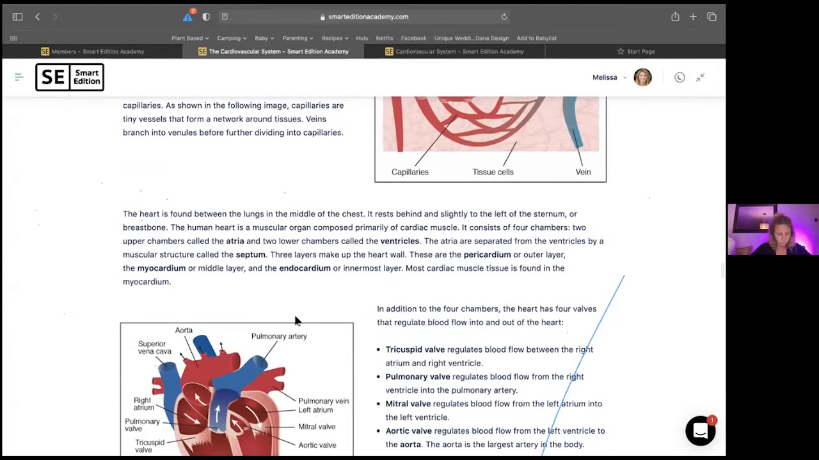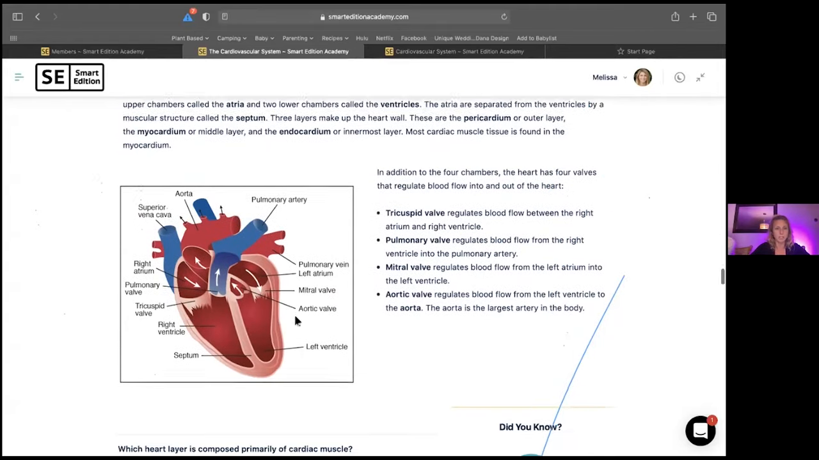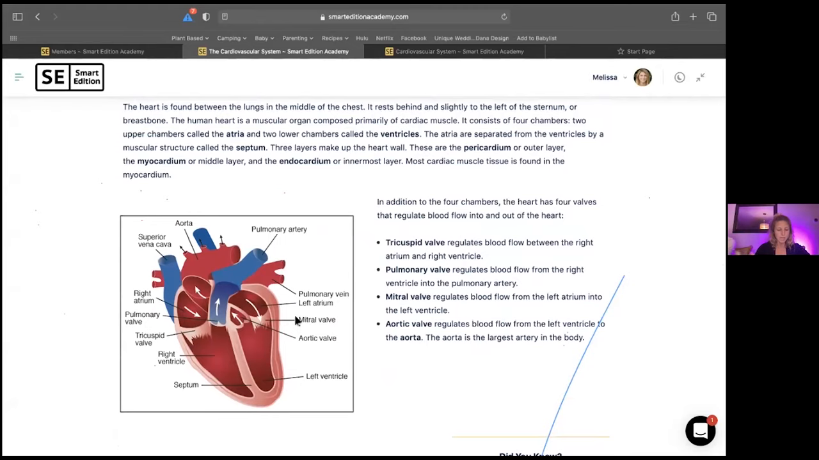Okay. So the heart is found between the lungs in the middle of the chest, but it rests slightly behind and left of the sternum or the breastbone. So it's not directly in the middle. It's just slightly off to the left. It's a muscular pump, and it's made up mostly of cardiac muscle.